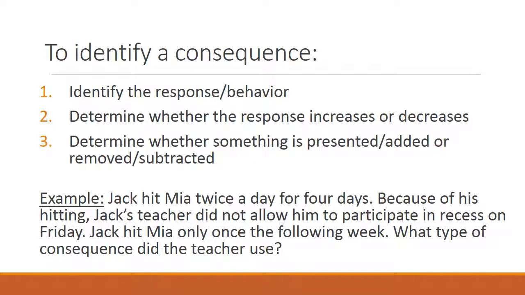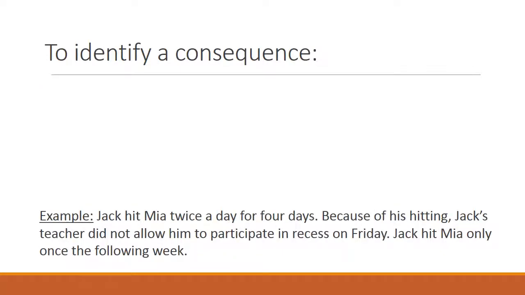Jack hit Mia twice a day for 4 days. Because of his hitting, Jack's teacher did not allow him to participate in recess on the last day of the week. The following week, Jack hit Mia only once all week. What type of consequence did the teacher use? The response, or behavior, that the teacher was trying to change was Jack's hitting. You always have to start with the behavior that you are trying to change, which in this case is his hitting, because he shouldn't be hitting someone else in school.